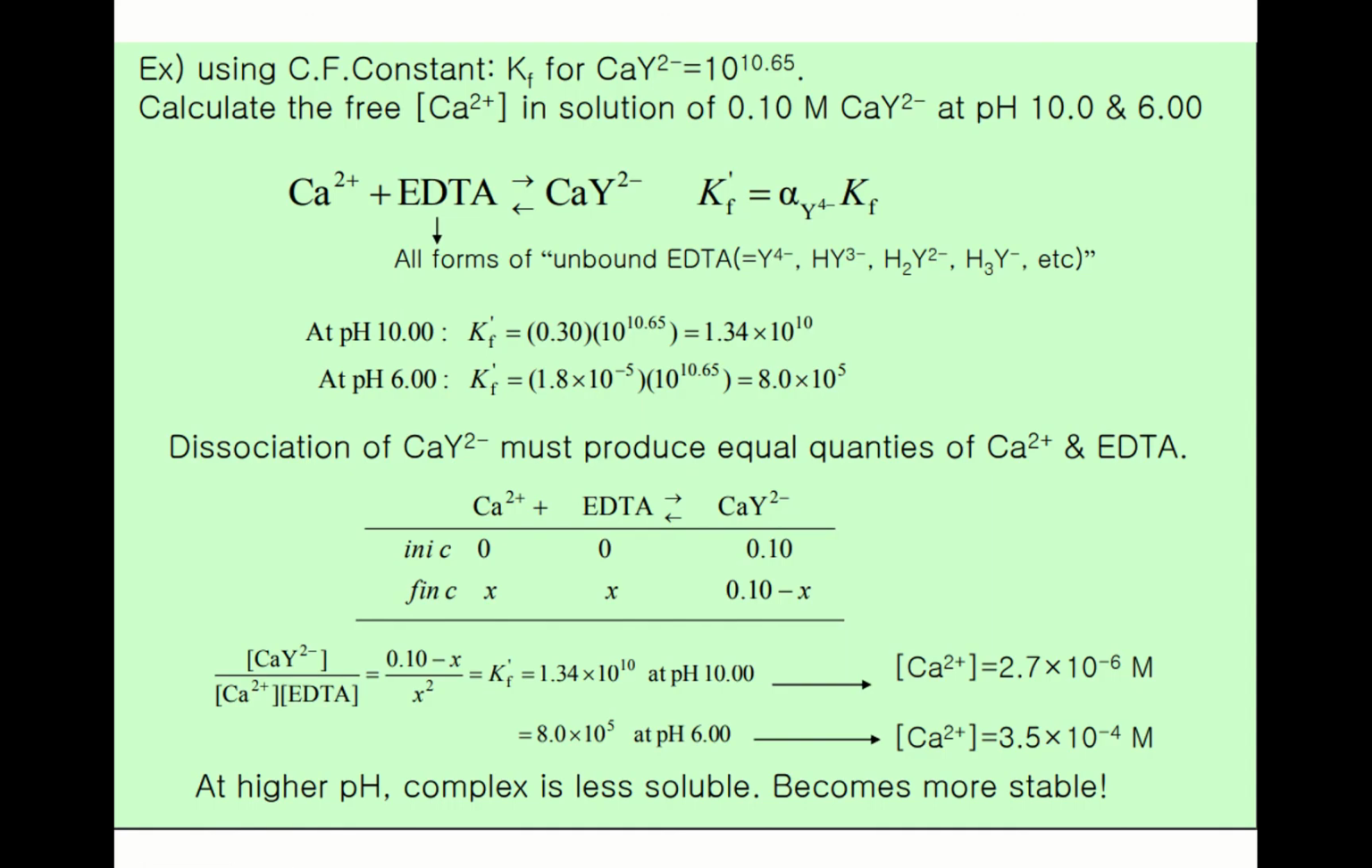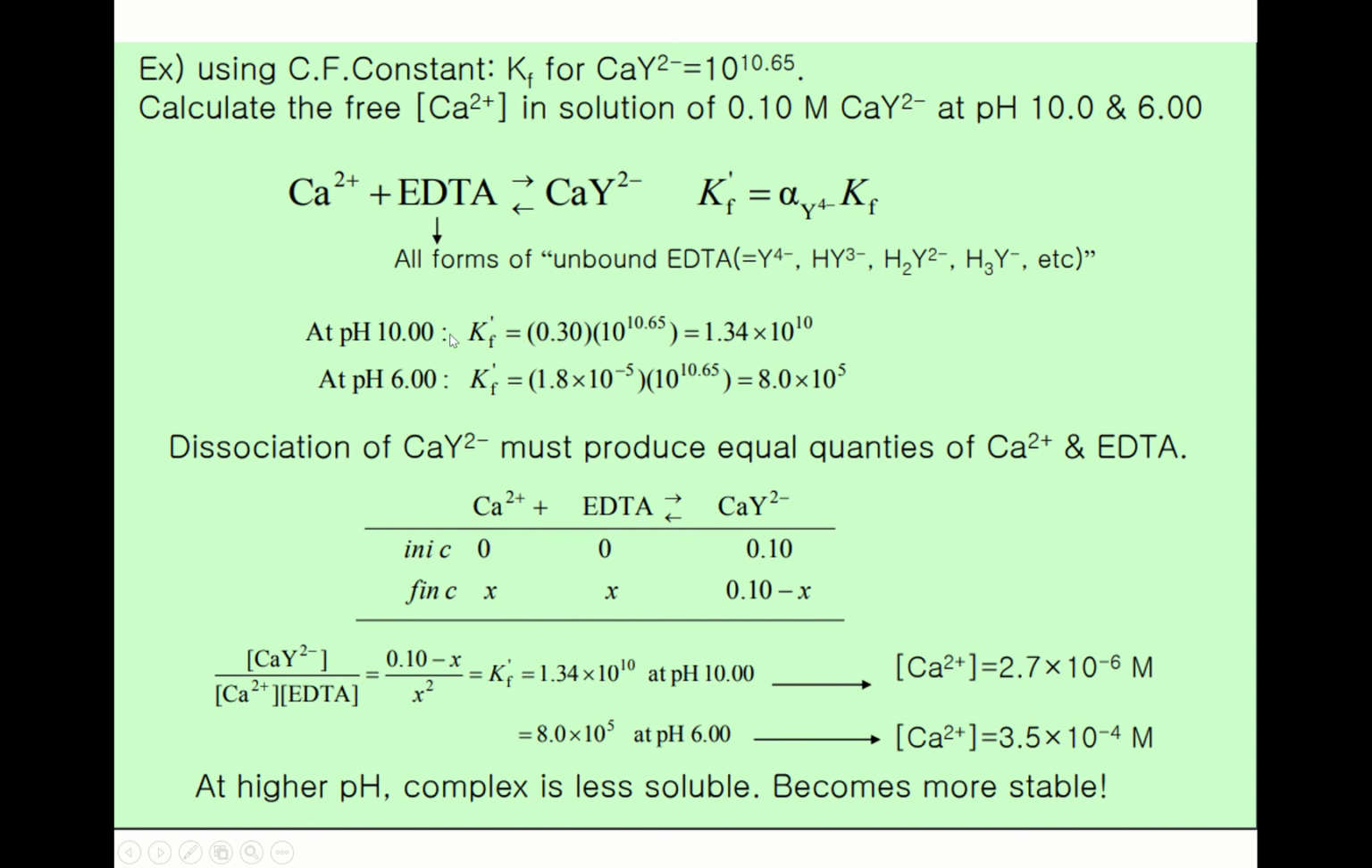Let's take an example. Using a conditional formation constant, calculate the free calcium ion concentration. The formation constant Kf for calcium ion with EDTA is 10 to the 10.65, very high, and the pH is 10 and 6. Let's write the EDTA reaction this way, and the conditional formation constant is given by this one, and the alpha values are known at each pH. At pH 10, what is the alpha value? From the table, you find 0.30.